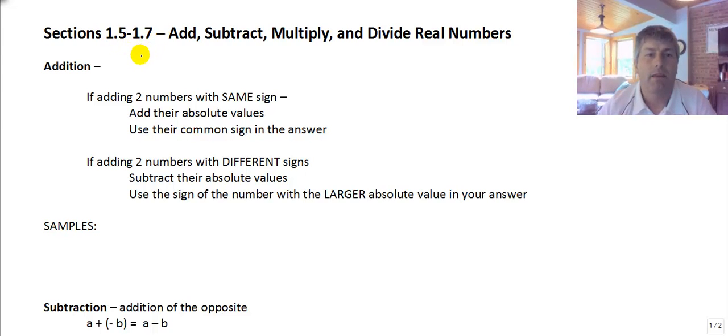Welcome back. In this video, we're going to take a quick review at adding, subtracting, multiplying, and dividing real numbers. So, quick review of addition.